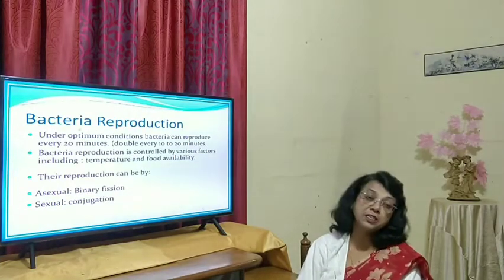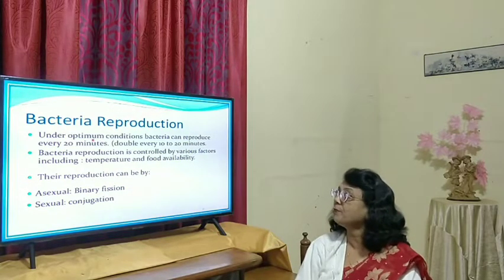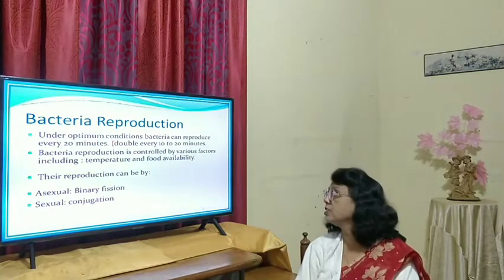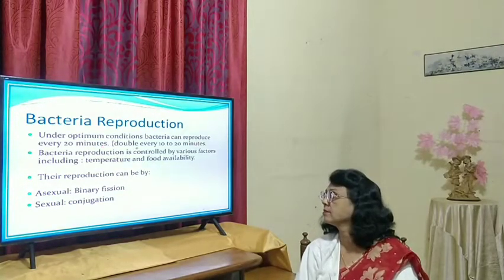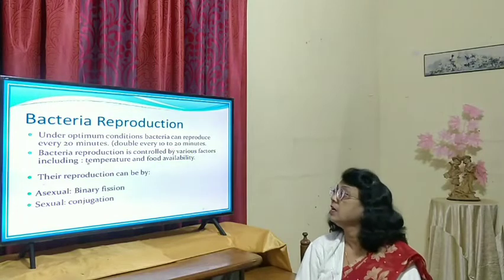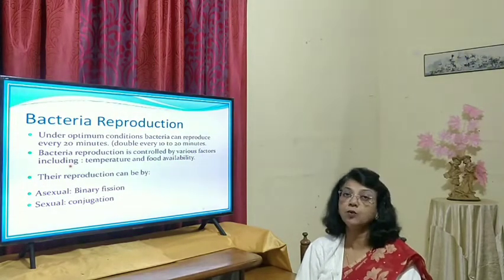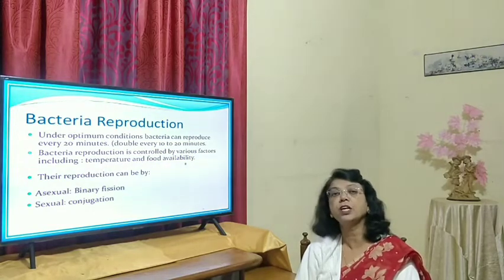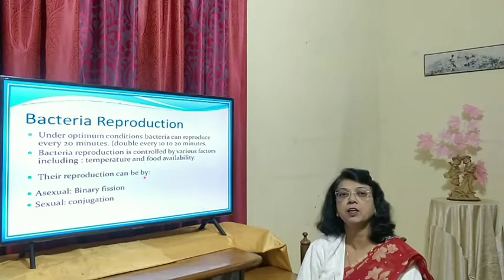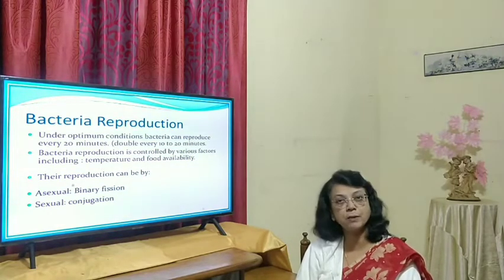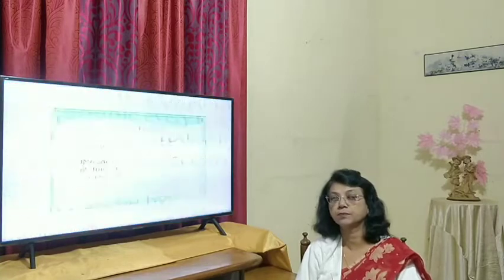How does the bacteria reproduce? Under optimum conditions, bacteria can reproduce every 20 minutes. Bacteria reproduction is controlled by various factors, including temperature and food availability. Their reproduction can be asexual reproduction and sexual reproduction.